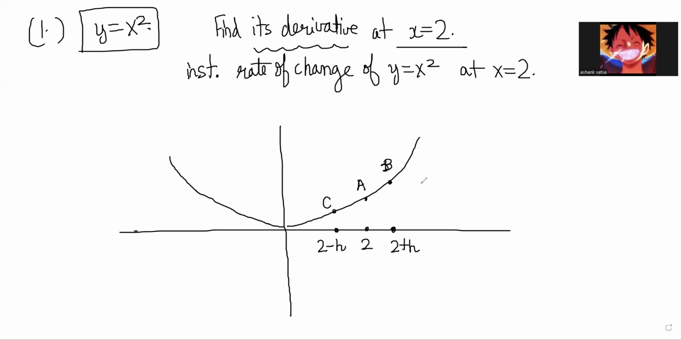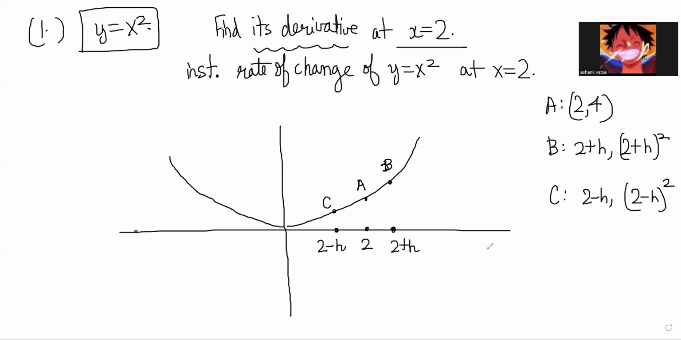Yes, sir. So the point's coordinates are actually A is 2 comma f of 2, right? F of 2 is 4, because the function is y is equal to x square, right? B is 2 plus h comma 2 plus h whole square, right? And C is 2 minus h comma 2 minus h whole square, right? So the process of taking a derivative is finding the slope of AB and finding the slope of AC and taking limit h tends to 0 on both the slopes, right?